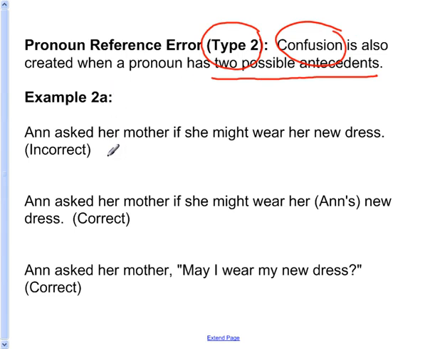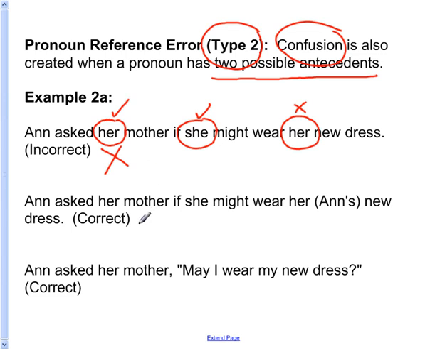Anne asked her mother if she might wear her new dress. Now, there's a few pronouns here. Two of them are correct, and one of them is incorrect. Her. Her is clearly referring back to Anne. It's Anne's mother. That's correct. She. I think it's safe to presume that she is referring to Anne. She's making the request. The problem here is with the pronoun her. We don't know if her is referring to Anne. Is it Anne's new dress? Or is the pronoun referring to mother? Is it the mother's new dress? We have to make it clear.